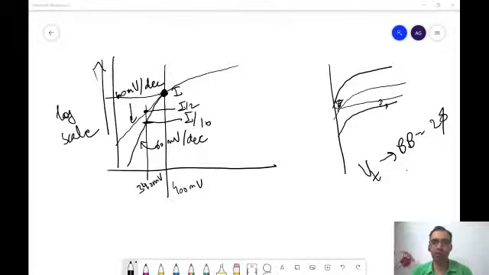I want as steep a slope as possible. Ranjit, you had a question? Yes, sir. In the same graph, if I say 100 millivolt per decade, this should be the steeper slope, right, sir? Because del y by del x.